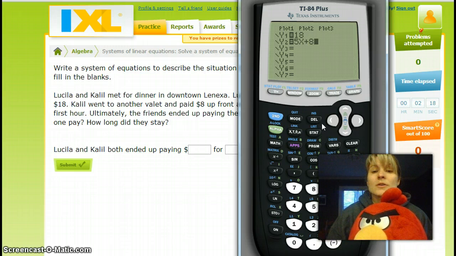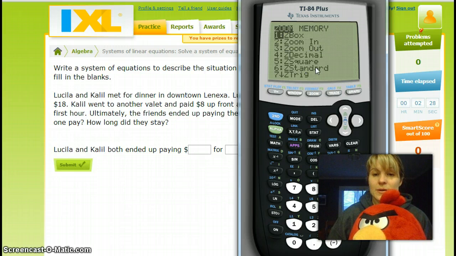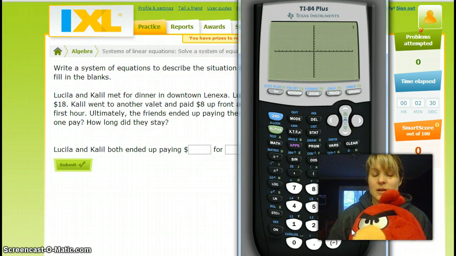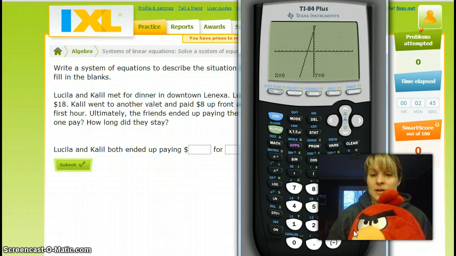Okay, so we want to graph that. Now you can see mine's already zoomed out. Yours will probably start here at Zoom Standard. And in Zoom Standard, we can't see the intersection because this is coming across at 18 and this window only goes up to 10. So we want to go zoom out and hit enter. And you can see the bars are kind of thicker when it's zoomed out. So here's my intersection point.